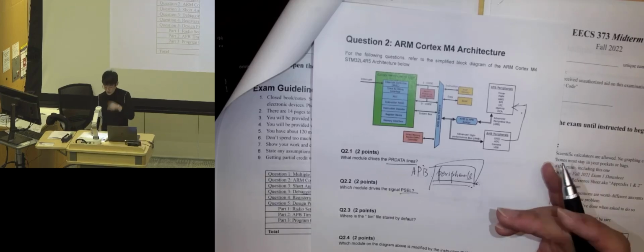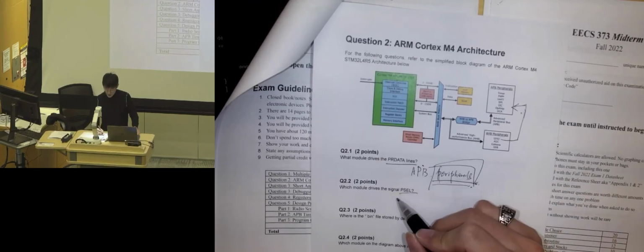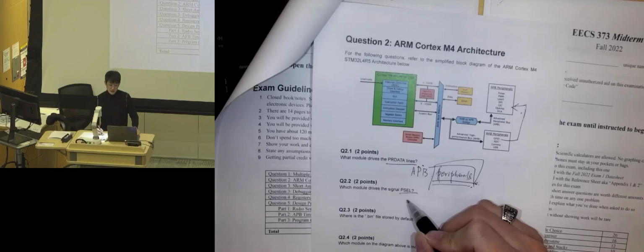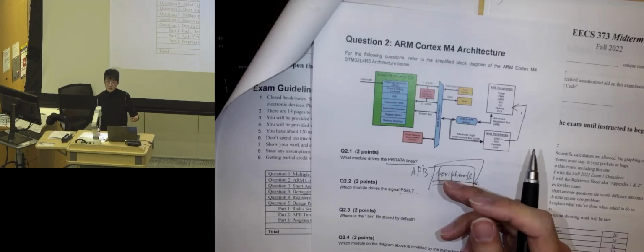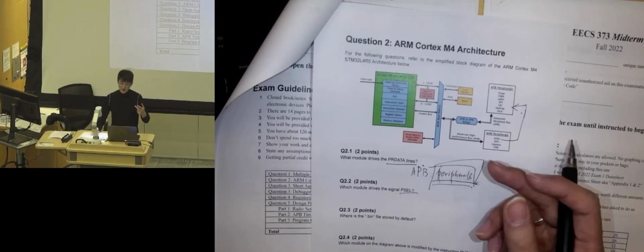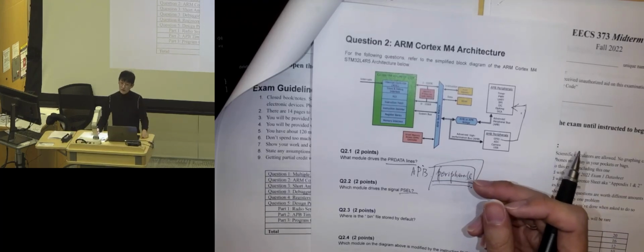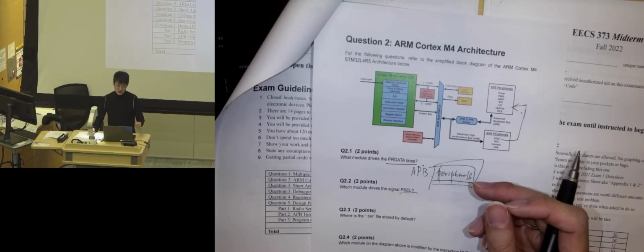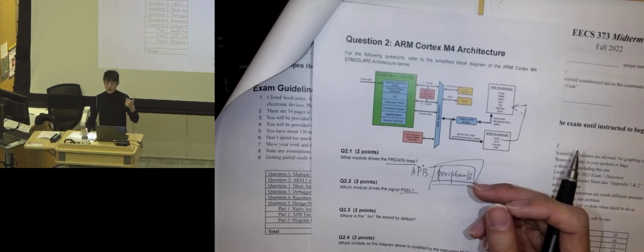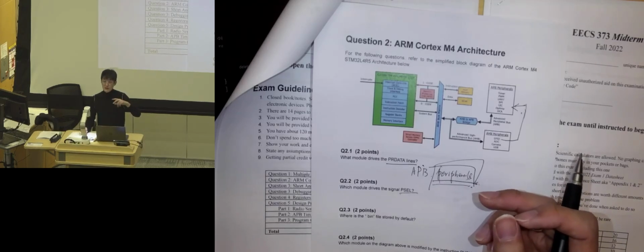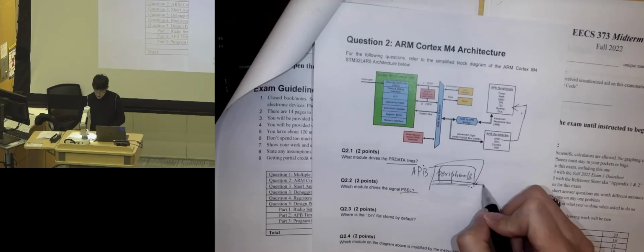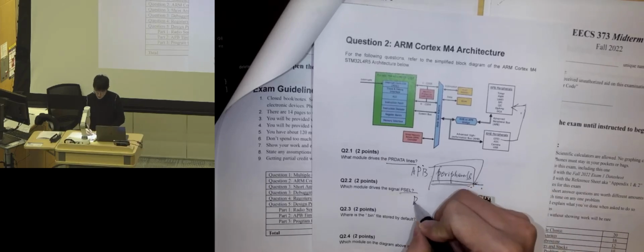And I'll answer the second question. Same here, which module drives the signal PSELECT? The PSELECT is the signal that's being sent out, monitored, or manipulated by the requesters. So the keyword we're looking for here is requester, or you can call it initiator, or you can call it master. It's not the APB or APB bridge. It's technically correct both ways, but the keyword we're looking for is here peripherals and here requesters.